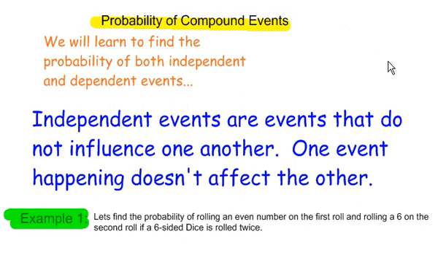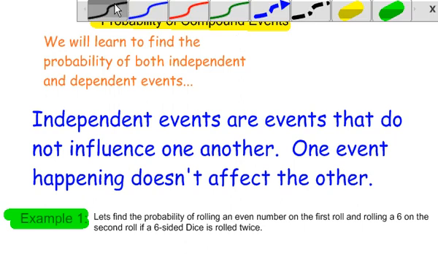Today, we're going to learn how to find the probability of compound events. Compound is a big word that means more than one event. We will learn to find the probability of both independent and dependent events.